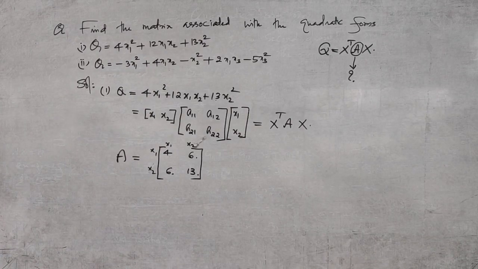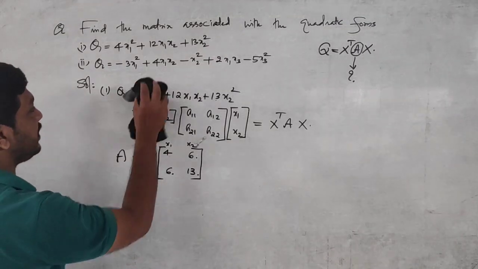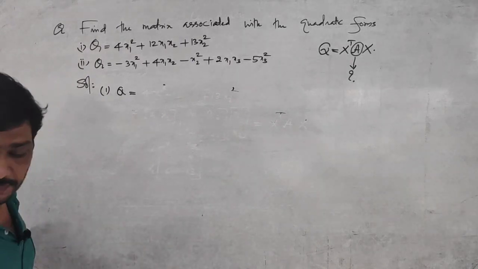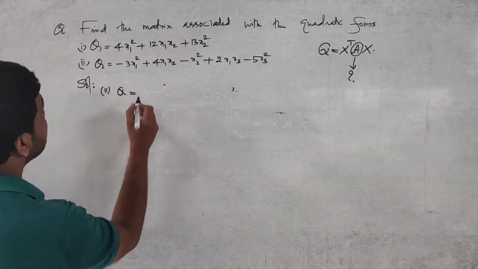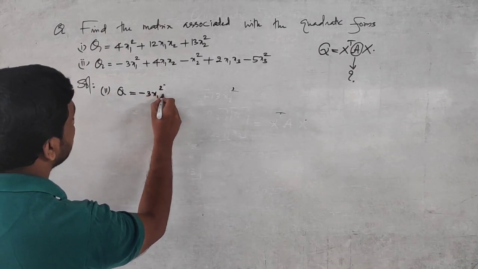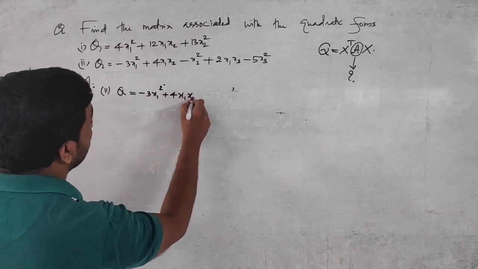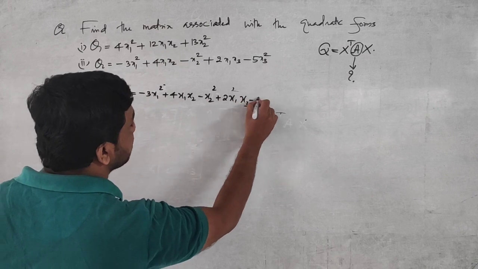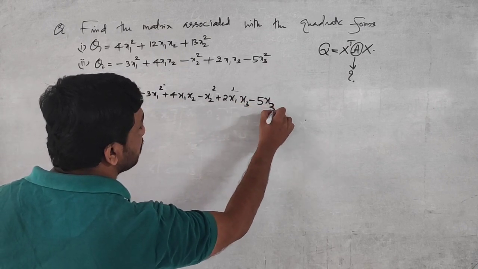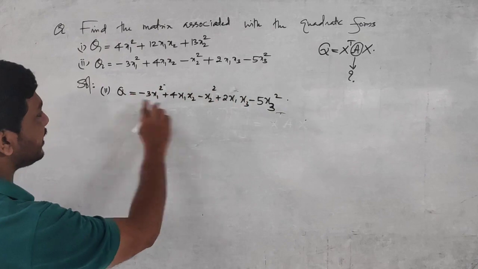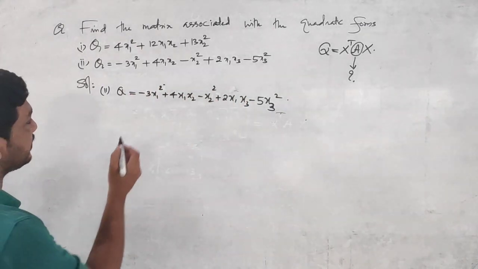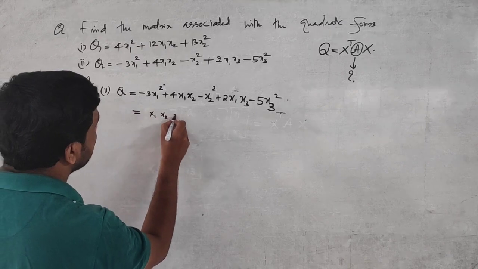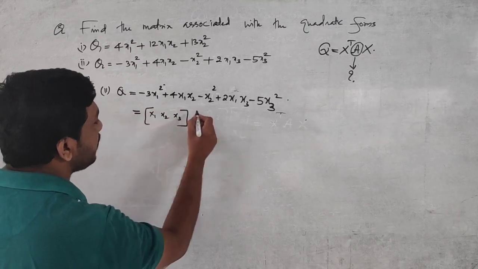In the second question, your quadratic form is minus 3x1 square plus 4x1x2 minus x2 square plus 2x1x3 minus 5x3 square. So all of you know, in this particular quadratic form there are only 3 variables x1, x2, x3. Definitely it is of the form x1, x2, x3 into a matrix A.